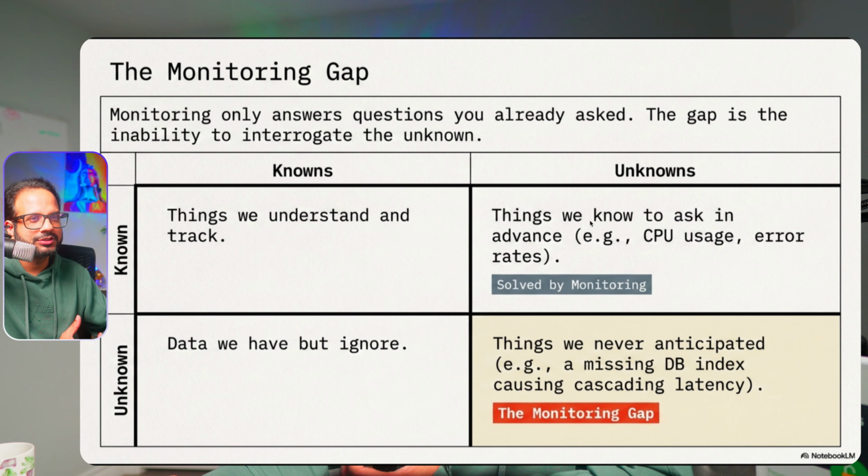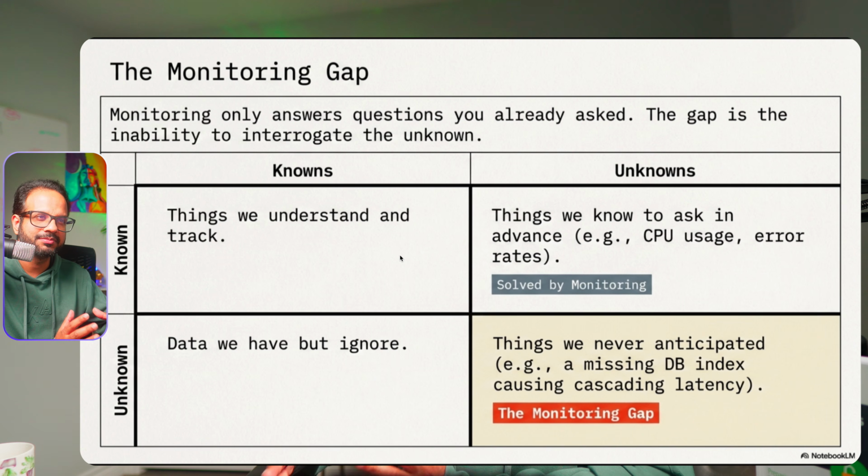So there are some knowns and unknowns when it comes to monitoring. Knowns are things that we understand and track. Let's say when your server is slow, you check your CPU, you check your memory. These are knowns. These are something that we understand and then we track. And then we have some known unknowns, which means things we know to ask in advance. For example, CPU usage, error rates, right? Something that we can set in advance. So this problem is solved by monitoring.